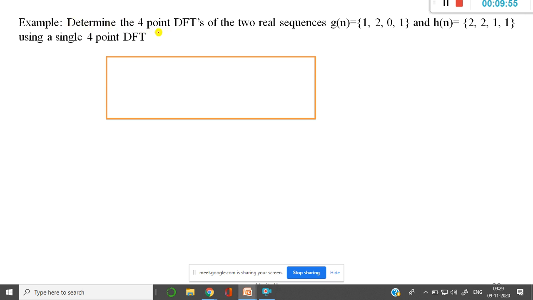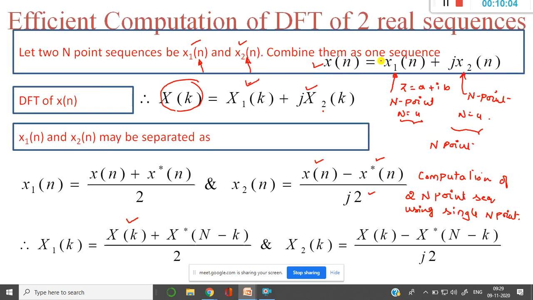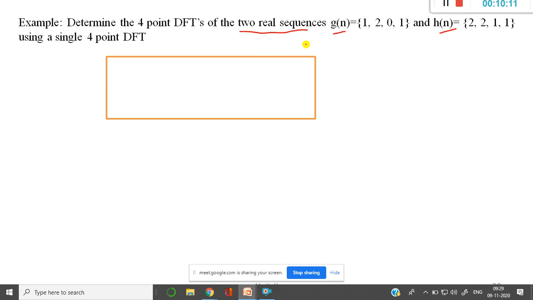Determine the 4-point DFT of two real sequences, that is g of n and h of n. Instead of giving x1 of n and x2 of n as in the explanation, here we are giving the problem in the form of g of n and h of n. G of n is equal to 1, 2, 0, 2 and h of n is equal to 2, 2, 1, 1, using a single 4-point DFT.